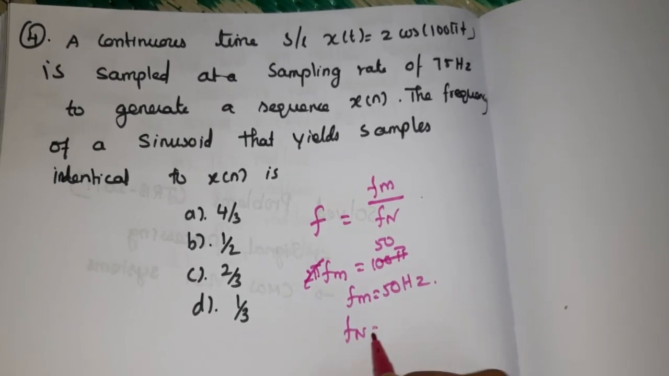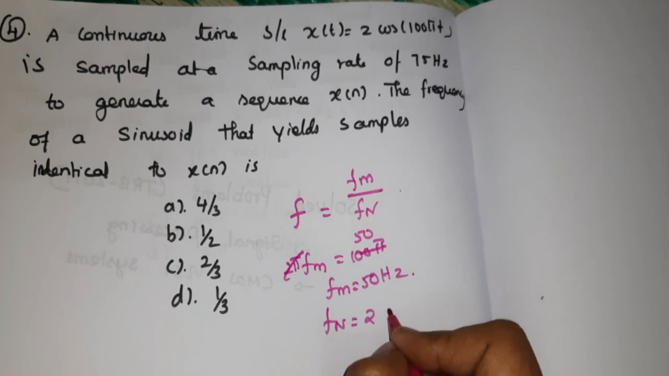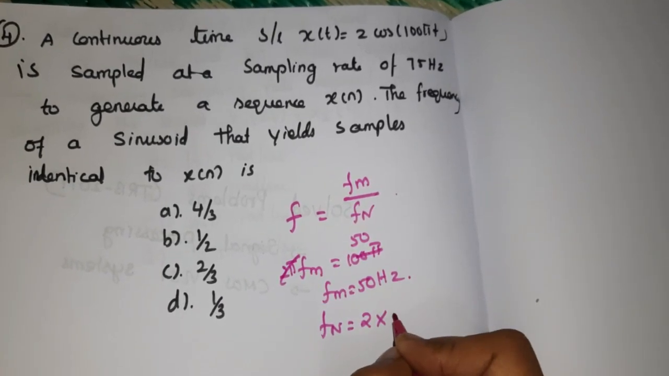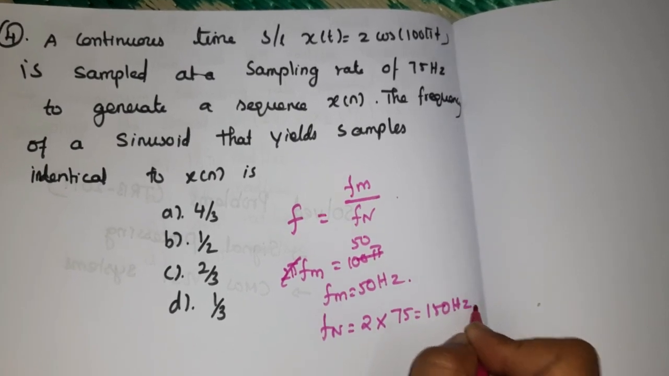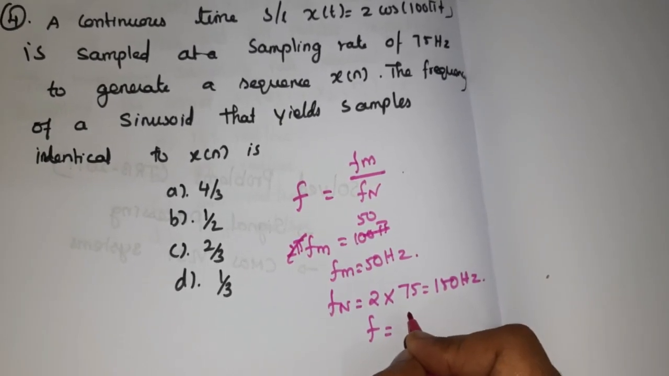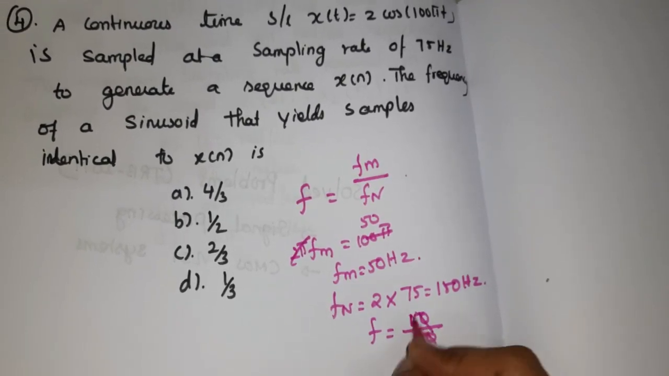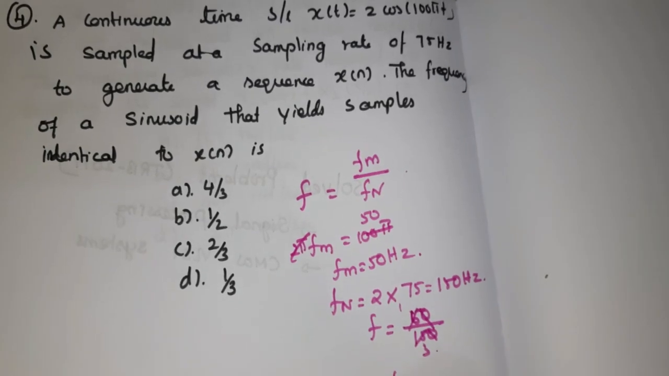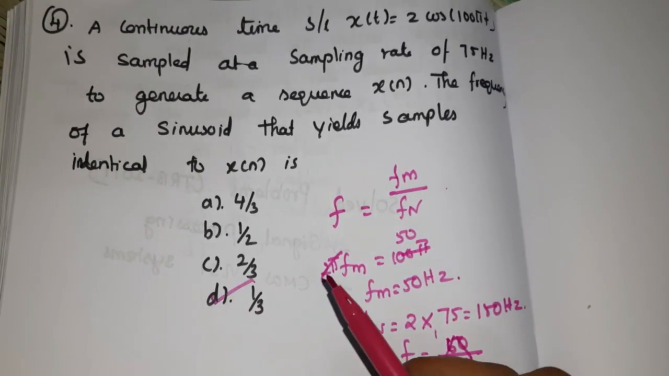And for fn, they are giving that the sampling rate is 75, so the Nyquist rate is twice that sampling rate, so 2 into 75, that is equal to 150 Hz. So f is equal to fm divided by fn, that is 50 divided by 150. So we will get 1 by 3. So f is equal to 1 by 3. So here the answer is D.